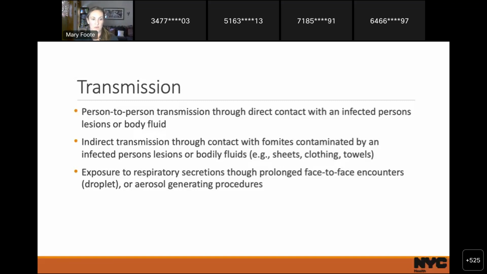And then also, we believe it can be spread through exposure to respiratory secretions, more through what we would traditionally call the droplet route, which would really be through prolonged face-to-face encounters. Or, of course, always a risk when performing aerosol generating procedures. Next slide.